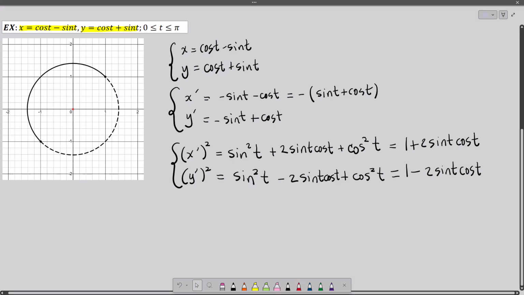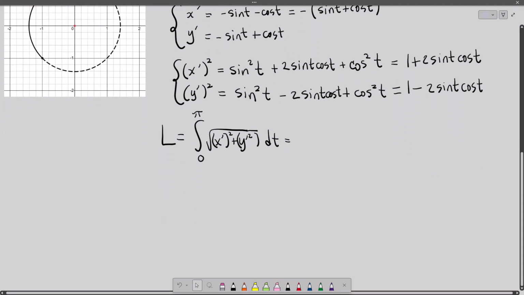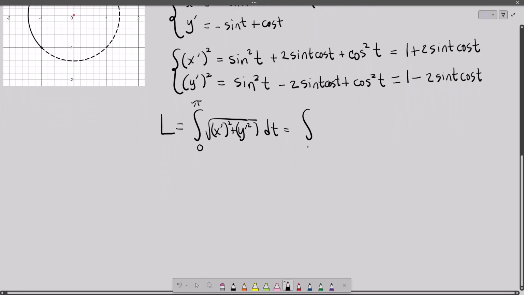Now let's go to the arc length formula. L equals the integral. We're going 0 to pi here. Square root of x prime squared plus y prime squared dt. And what happens when we add these two squares together? We get the square root of.